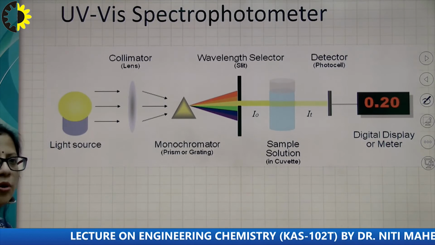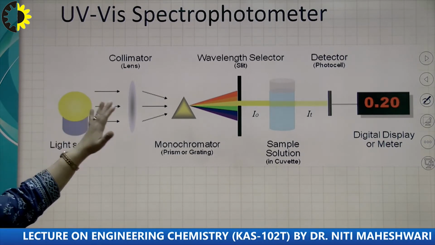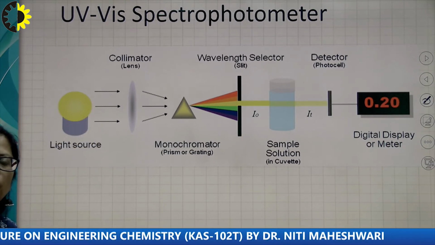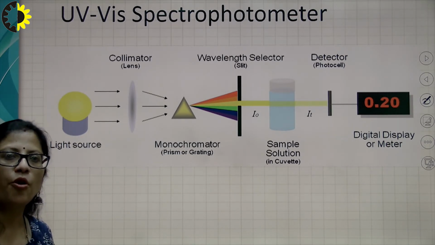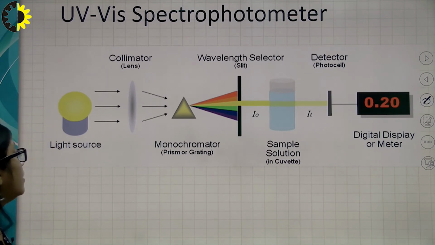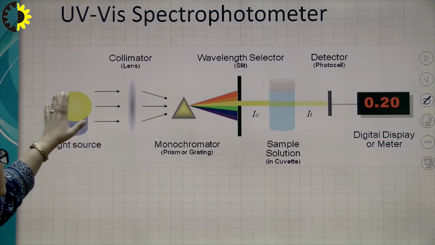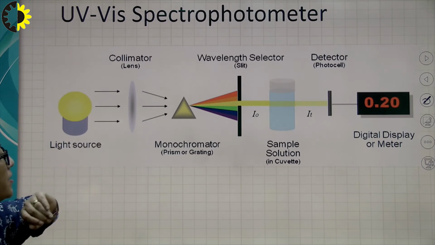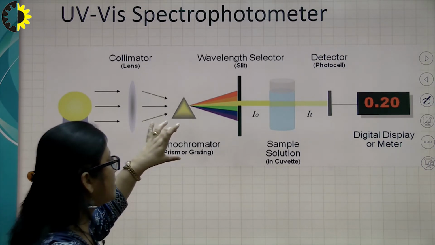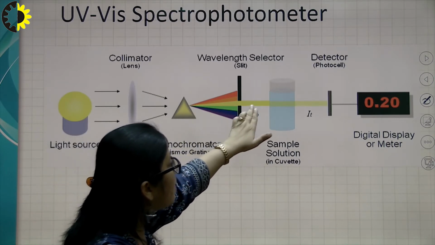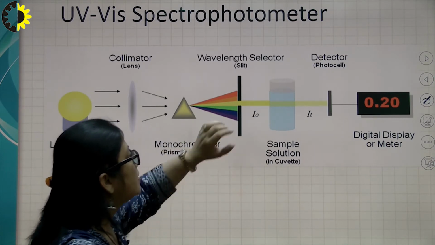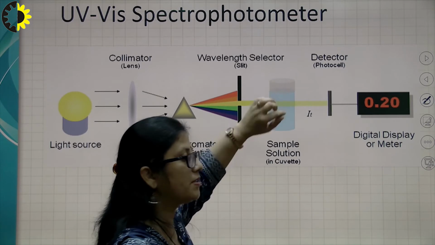Now, I am showing the diagram of a UV visible spectrophotometer. A spectrophotometer is a device used for studying the absorption of radiations. This is the light source, light of many wavelengths is passing through it. A monochromator or a grating is used, which allows only the passage of single wavelength light. This is the sample solution which is present in the cuvette.